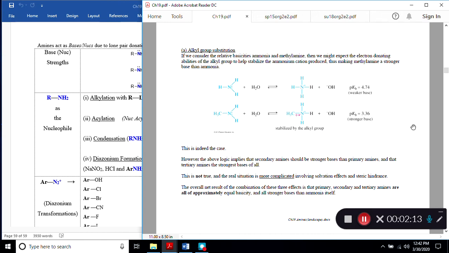Normally we do that in terms of carbocations. Here obviously it's not a carbocation, it's an ammonium cation. So more alkyl groups give you a more stable ammonium cation. So the primary amine is going to be more willing to be protonated than ammonia itself.